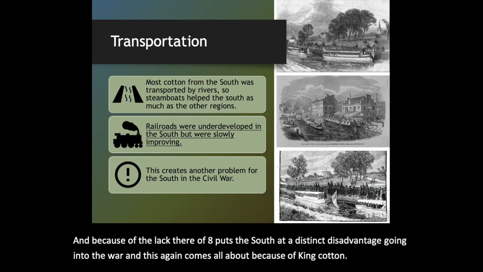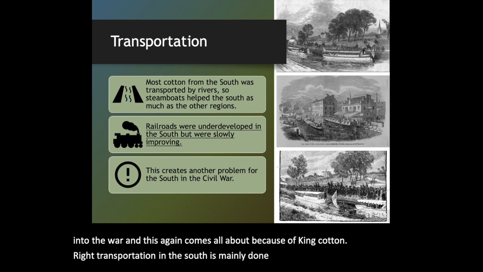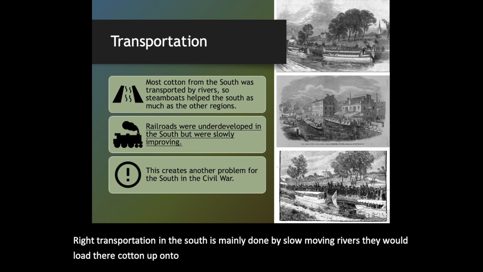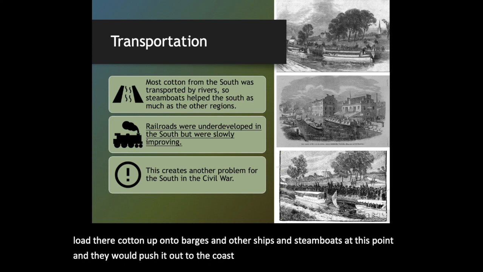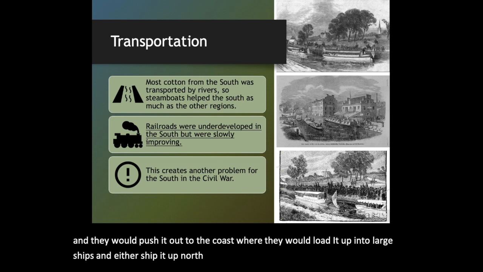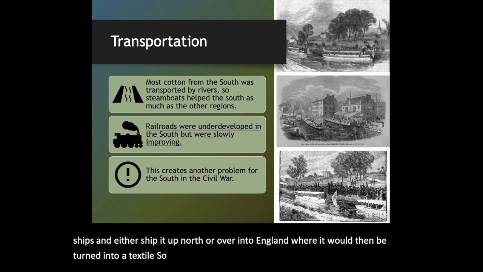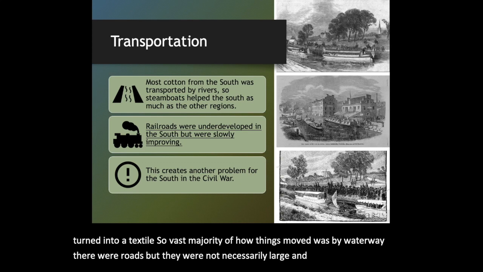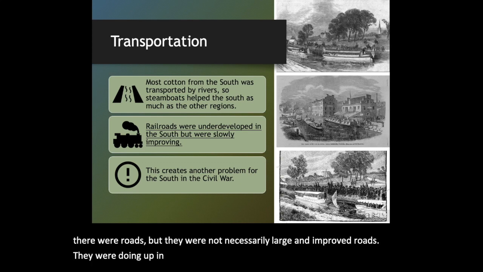All right, transportation. Transportation in the South is mainly done by slow-moving rivers. They would load their cotton onto barges and other ships and steamboats at this point, and push it out to the coast, where they would load it into large ships and ship it either up north or over to England, where it would be turned into textiles. So a vast majority of how things moved was by waterway. There were roads, but they were not large, improved roads like they were building up in the north. And rail lines were slow to develop in the South.